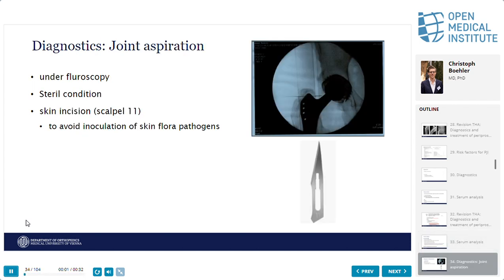The next step should be a joint aspiration. This is how we do it, so every painful hip will be aspirated in our department. We do it under fluoroscopy to be sure that we touch the prosthesis, under sterile conditions, and what we also do, we make a little skin incision to avoid inoculation of the skin flora. Okay, so you just take a sharp knife, cut the skin, and then you go through that with the needle.